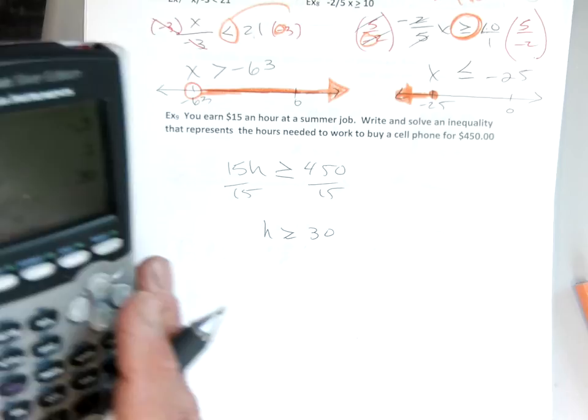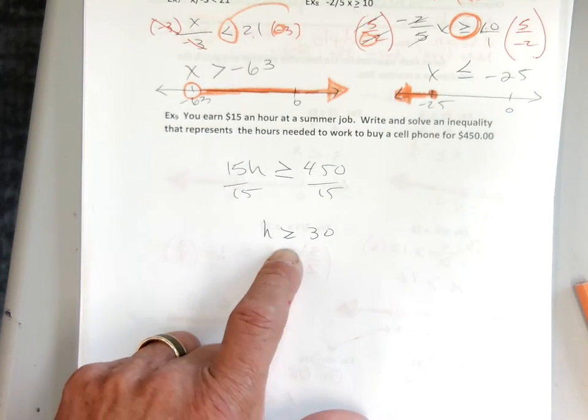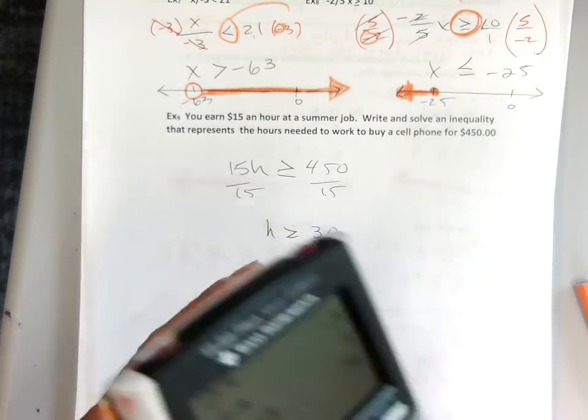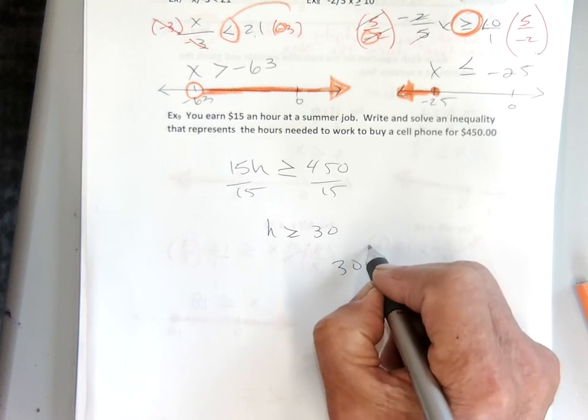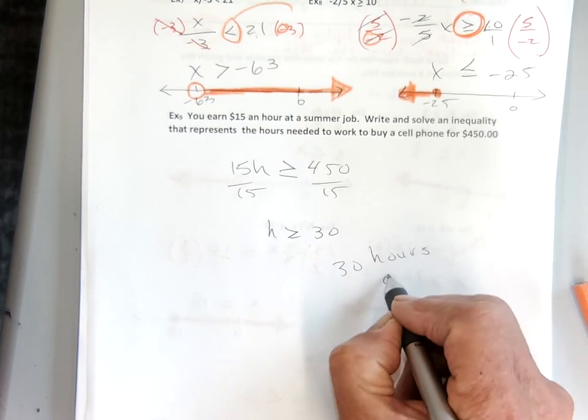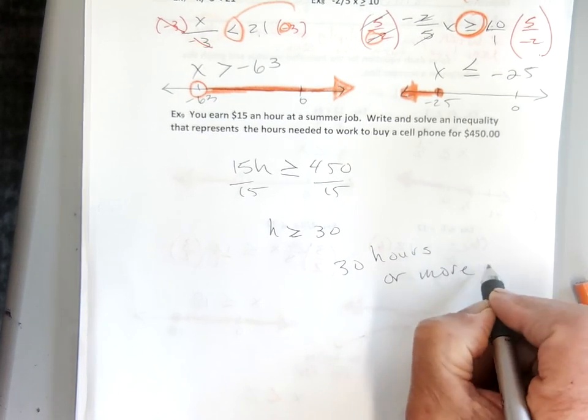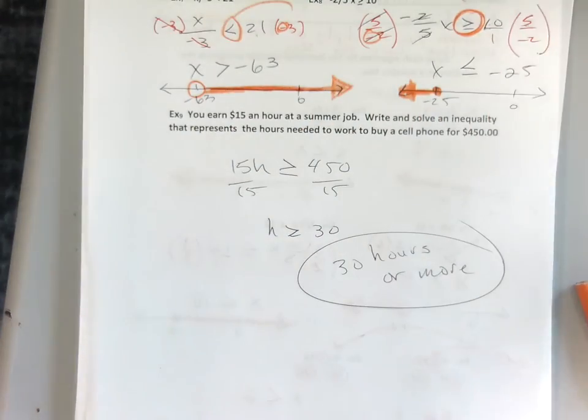So I work 30 hours or more. That's why the greater than, right? 30 hours or more. Okay, that's all I have.